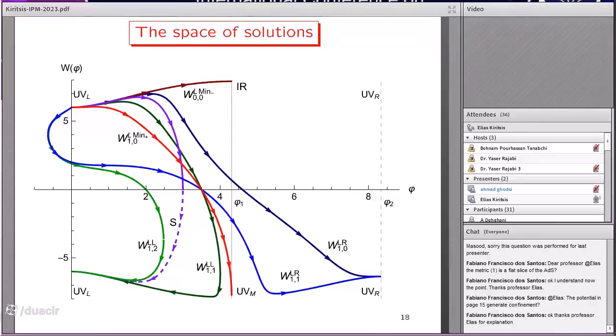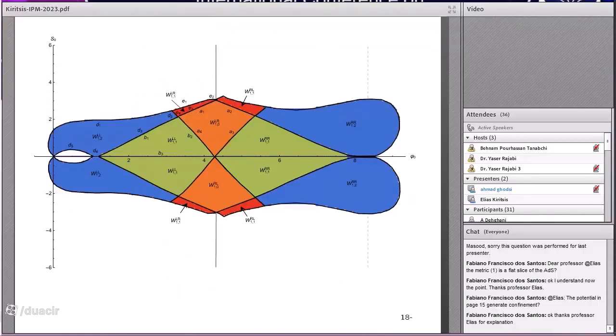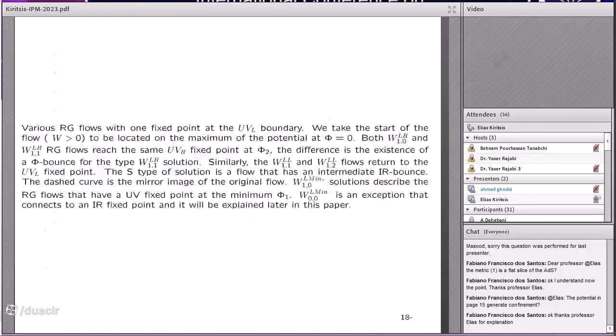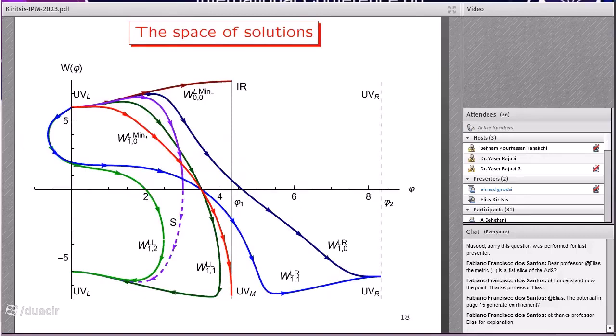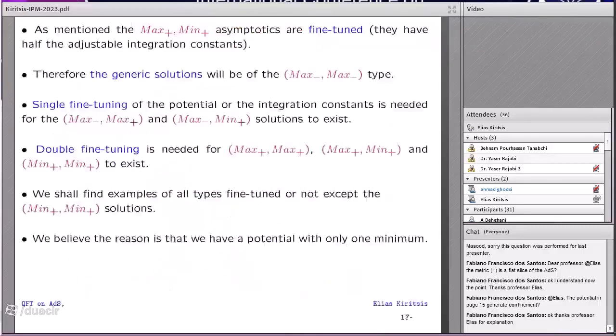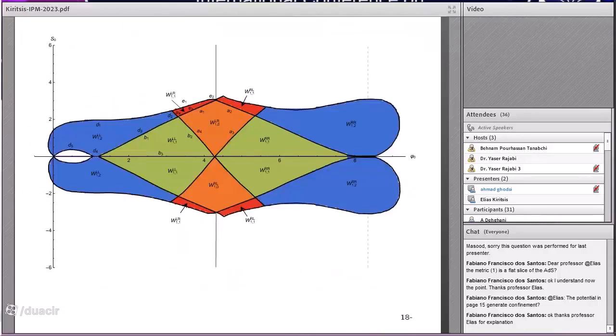So all of these types of solutions are in the green. And then these again go from the same to the same, but they have two phi bounces. So let me show you an example. It's like this green solution starting here, going in this direction, turning around once in phi, turning another time in phi, and then ending up at the same fixed point. So these are the blue solutions here. And then these are the red solutions.